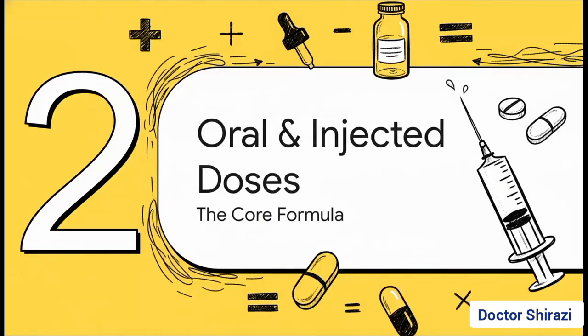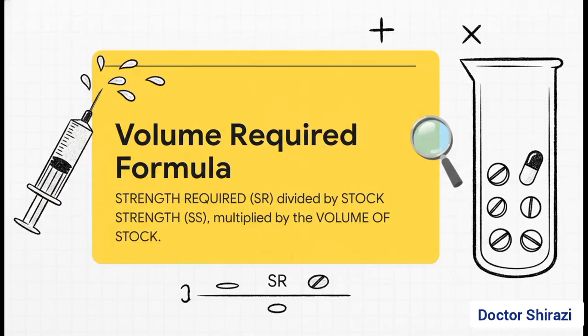Okay, so with our safety net firmly in place, let's dive into our first major topic, oral and injected doses. This is where we'll meet the one formula you are probably going to use more than any other. And here it is, the workhorse of drug calculations. The volume you need to give a patient equals the strength required, divided by the stock strength that you have, and you multiply all that by the volume of the stock. It looks simple, and honestly, it is, once you get what each part means.